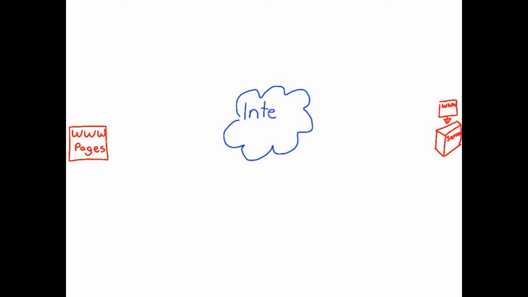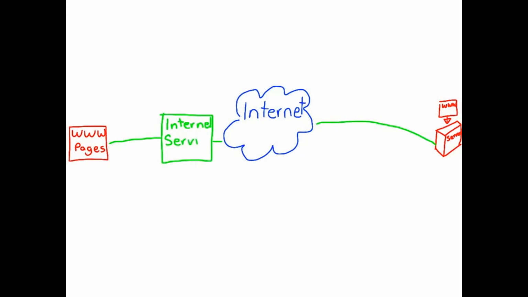So you're at school, you want to have a look at a web page. So you're looking at the web page. That web page is actually hosted on a web server somewhere else in the world. So that page is on that server. To connect to it, we go through the internet. But in order to connect to the internet, we need an internet service provider. You've probably heard of these as ISPs.